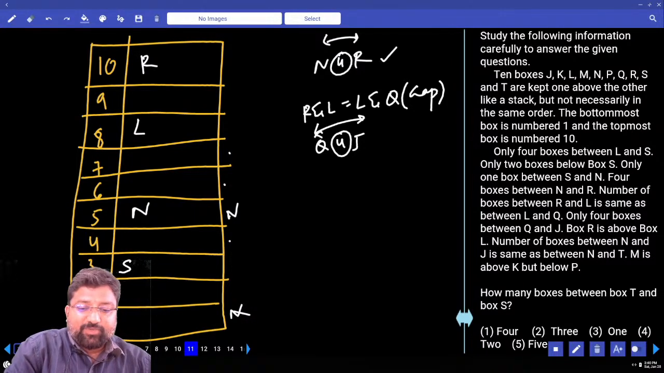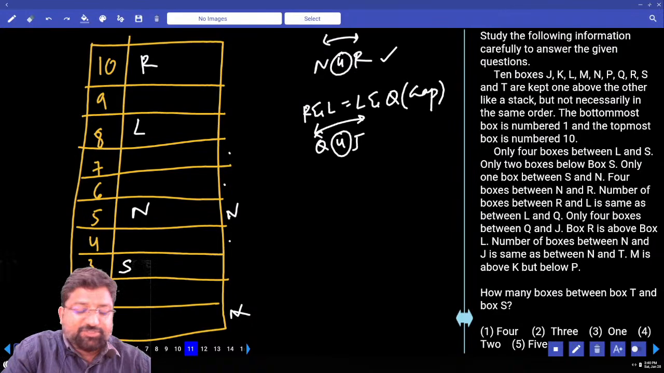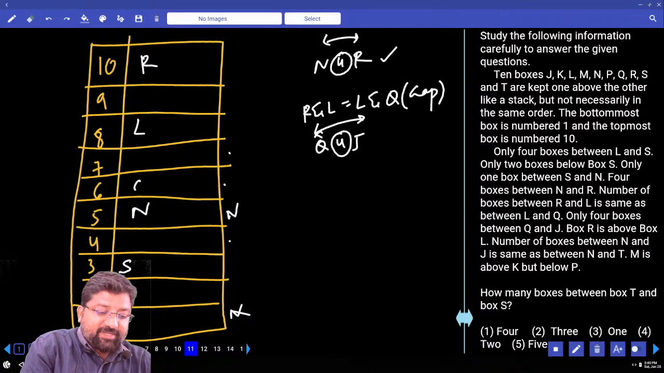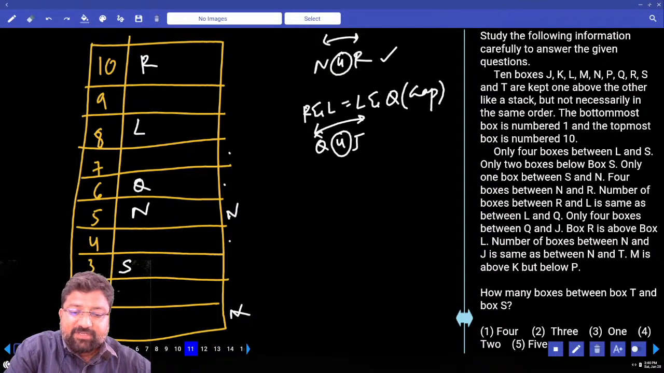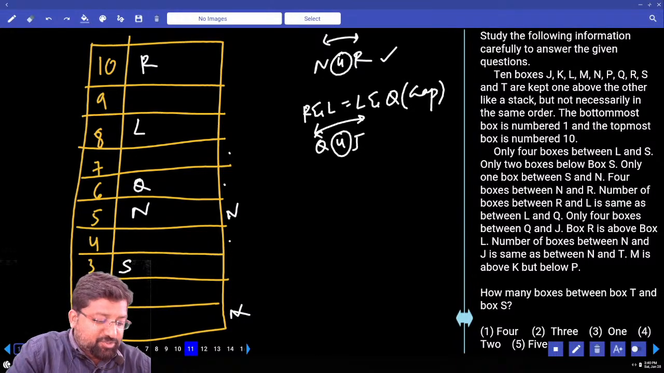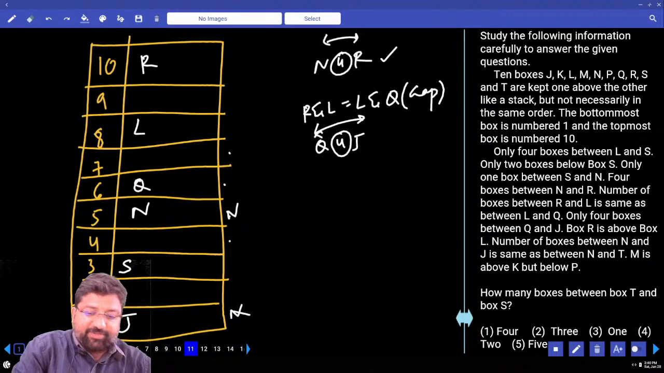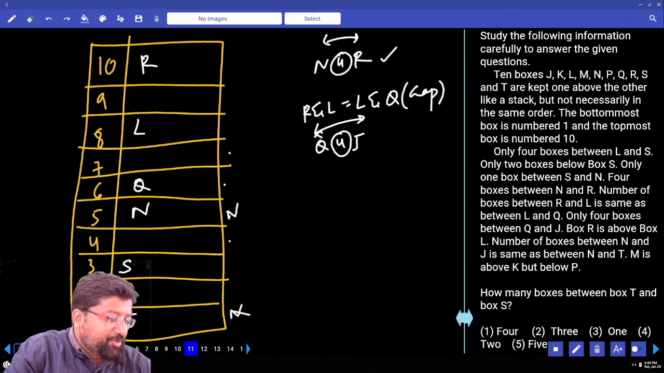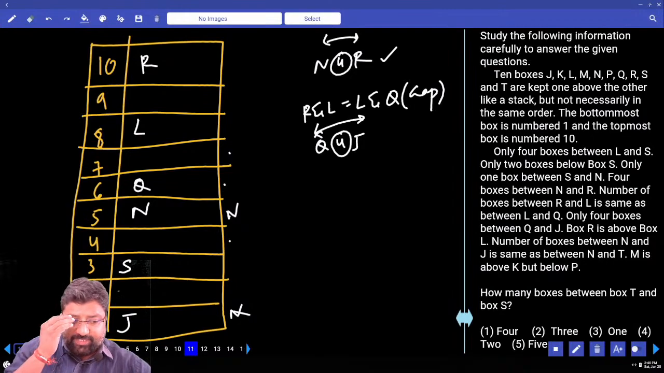This clue is done. Number of boxes between R and L is equal to L and Q. How many? Only 1. L and Q also only 1. Next is 4 between Q and J. Is it possible above? No. It should be below. 4 between Q and J. Is this clear to you all? Let's see the next line.